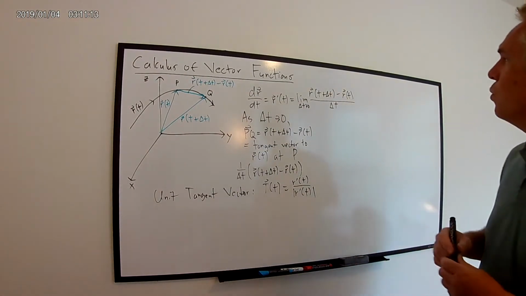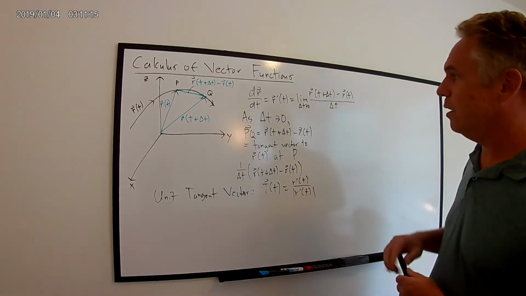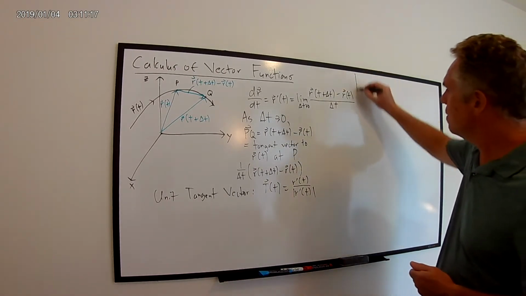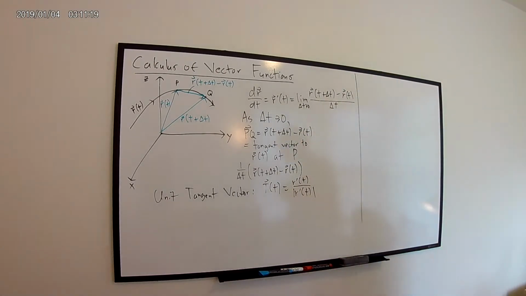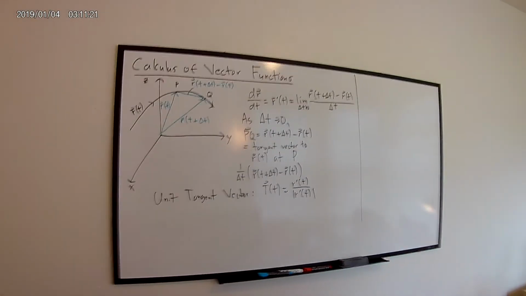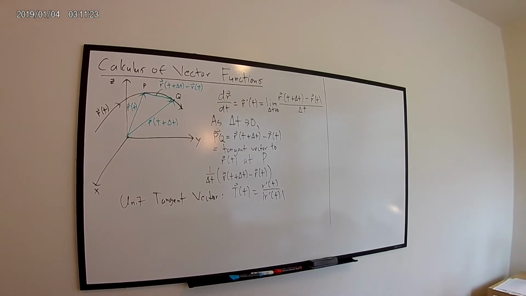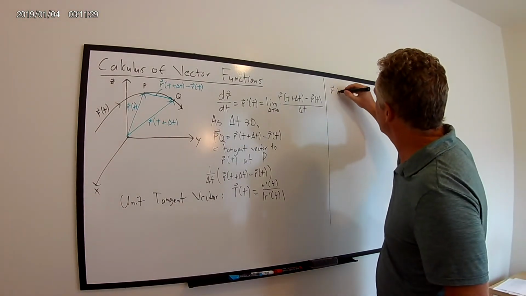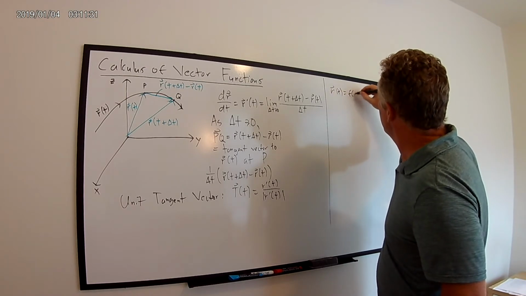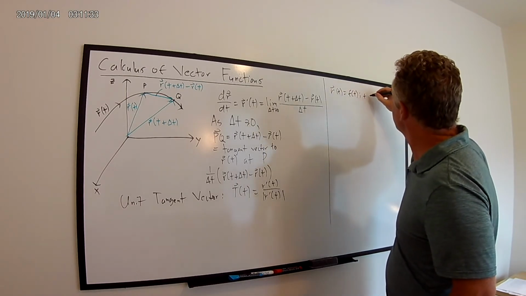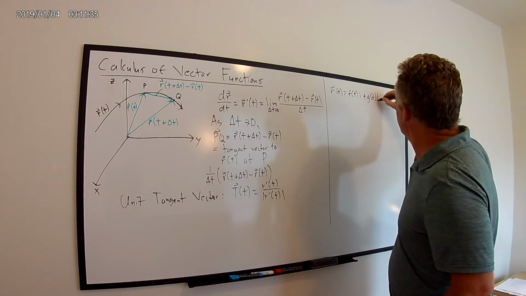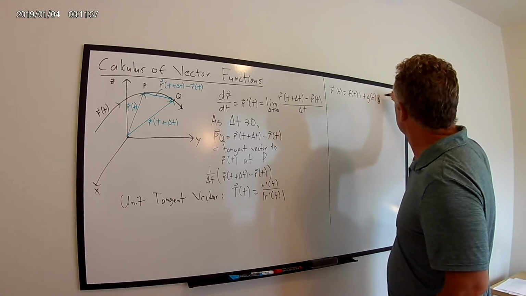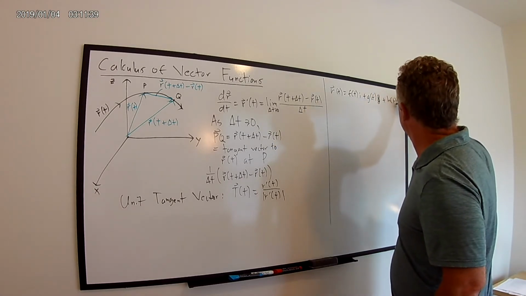Now, as far as rules for taking derivatives, hopefully you guys can see the other side of the board. I'll just reposition this camera a little bit over there. Let's talk about how you actually take derivatives. So if you're given some vector function r of t equals f of t i plus g of t j plus h of t k.